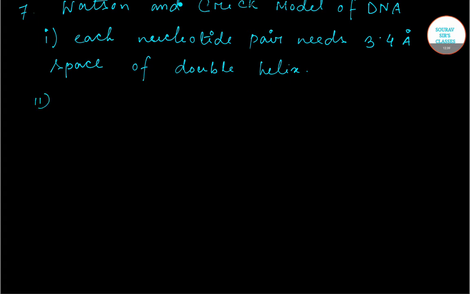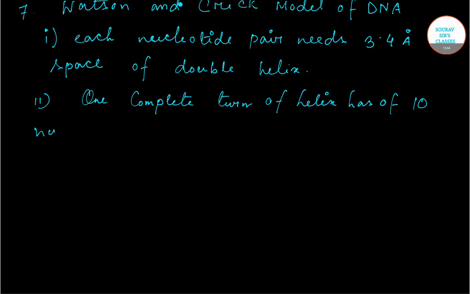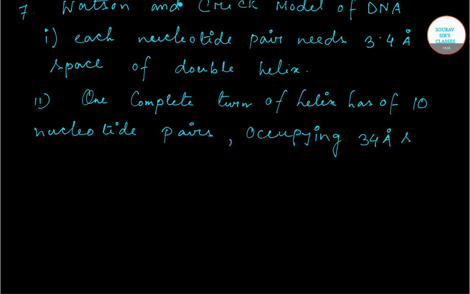Now the second one is one complete turn of the helix has 10 nucleotide pairs, occupying 34 angstrom space, because 3.4 into 10 is equal to 34.